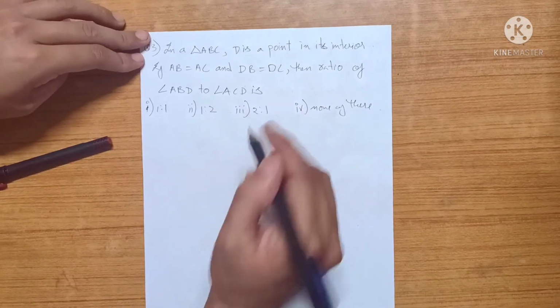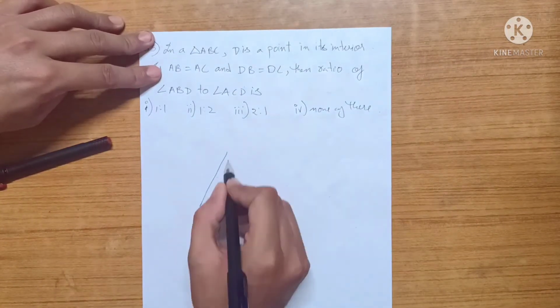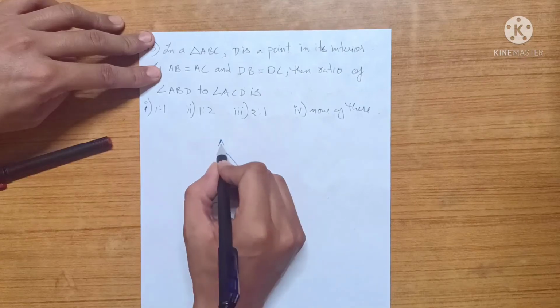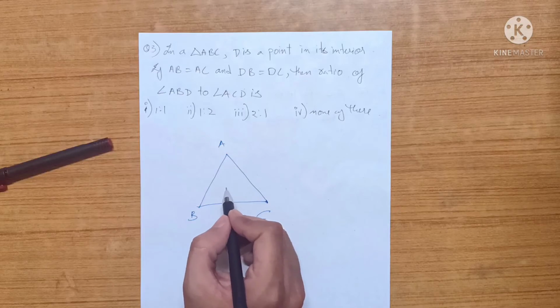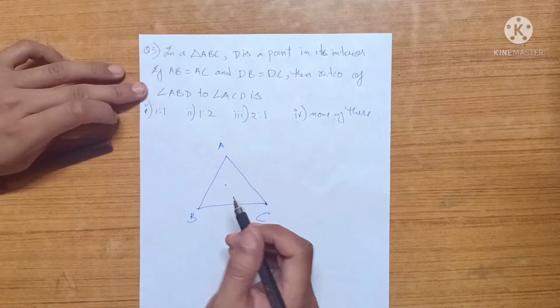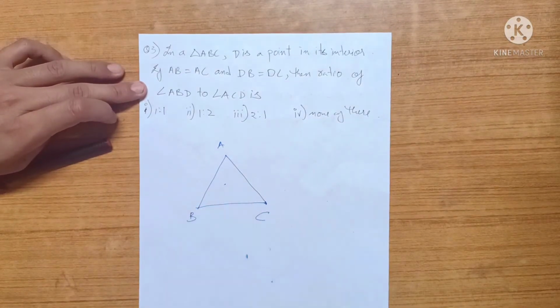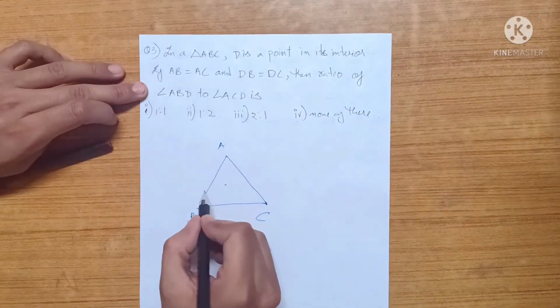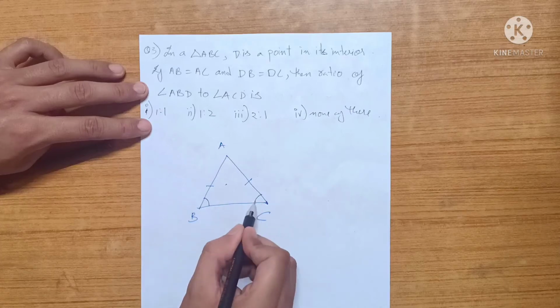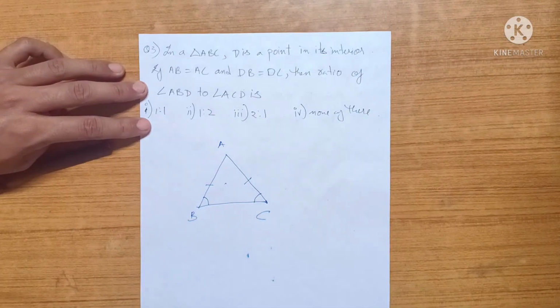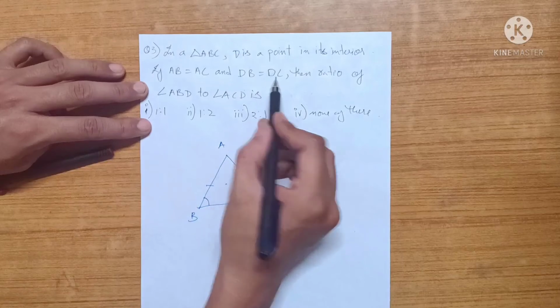In triangle ABC, D is a point. Okay, let's draw triangle ABC. A, B, C. D is a point on the interior. So D is inside ABC. We don't know where it is. It might be here, here, here, and AB is equal to AC. So we do know that AB and AC are equal, which means angle B and angle C should also be equal. Now they're saying DB is equal to DC.